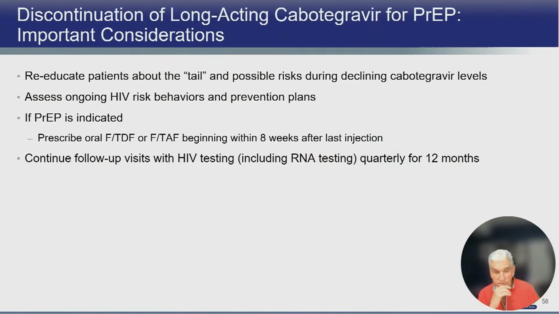When you discontinue, you need to help patients understand that though they've stopped the injection, the medication stays in their system, and it's unclear how long it stays. You have to follow them up for at least a year, and you have to assess their ongoing HIV risk and prevention plans. For many people, it will require oral or some other form of PrEP during that period while they're off the injection, because of that tail. The intention is, within 8 weeks, because that's how long you know that you're protected, you've got to start some sort of other protection to help people along that path.